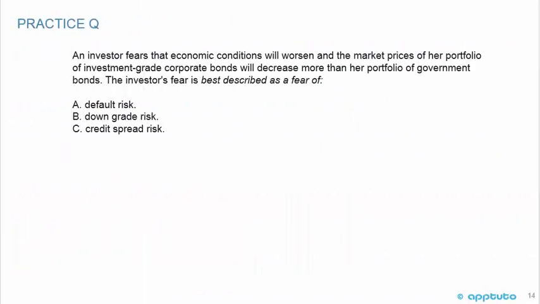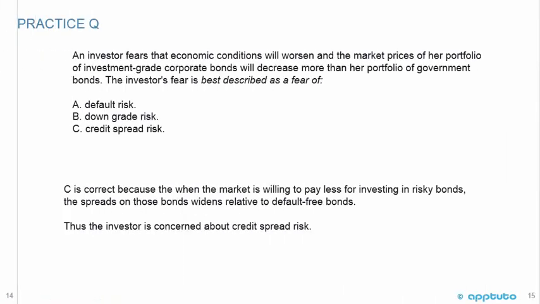Another quick practice question. An investor fears that economic conditions will worsen and the market prices of her portfolio of investment-grade corporate bonds will decrease more than her portfolio of government bonds. The investor's fear is best described as a fear of A, default risk, B, downgrade risk, or C, credit spread risk. Okay, that's a good one.